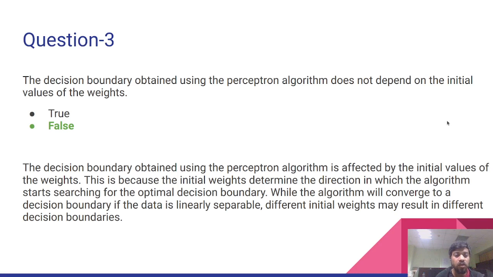With the Perceptron, what you are doing is defining some initial weights, and then if something is misclassified, you add to the weights. So that is basically dependent upon the weights. Whatever initial weights we take, if the data is linearly separable, then we will get a classifier, a boundary, but the weights might be different.